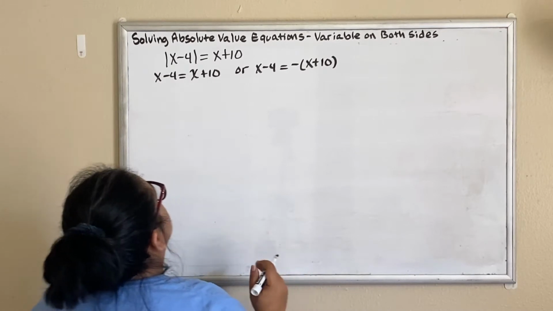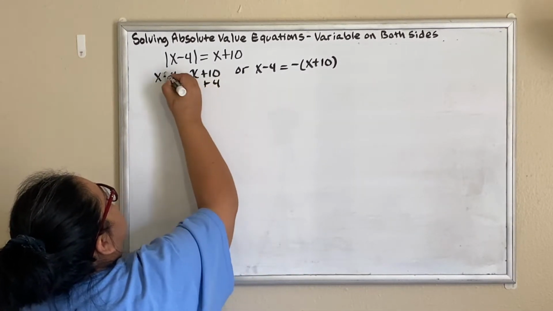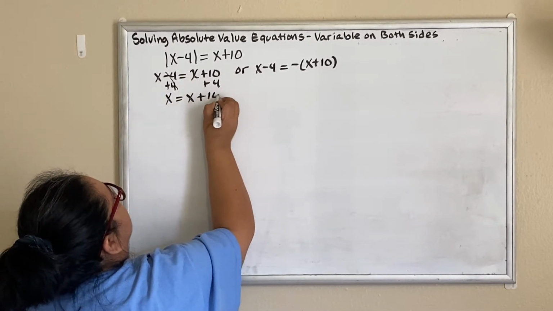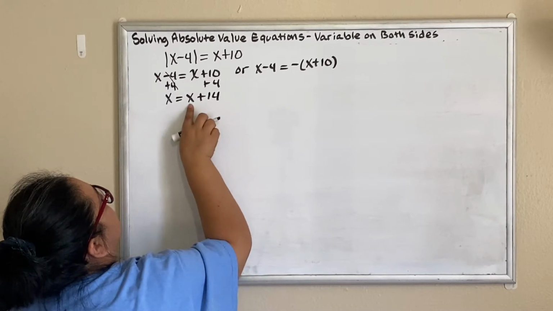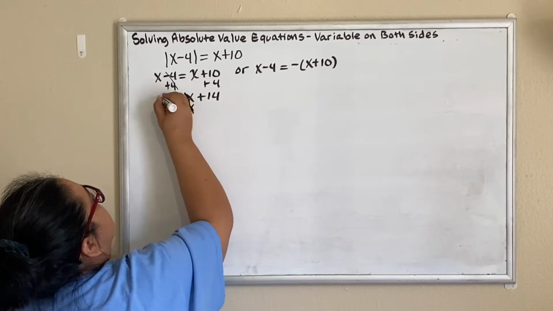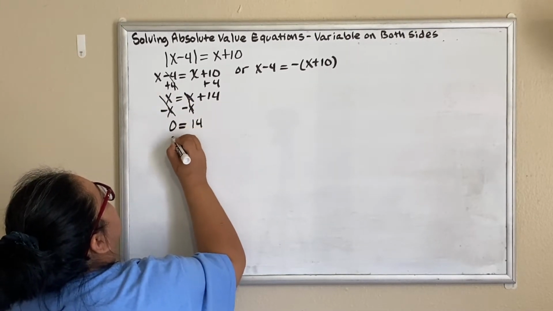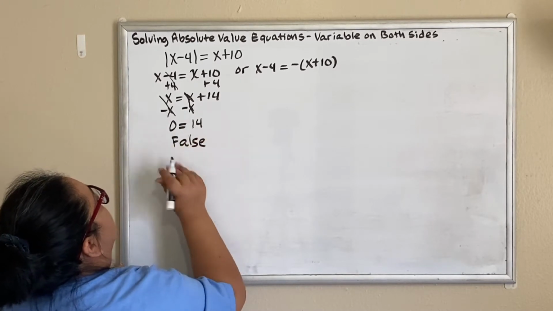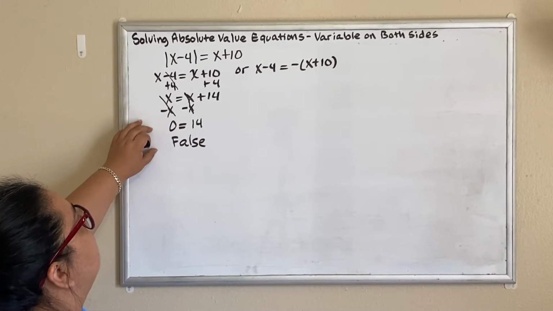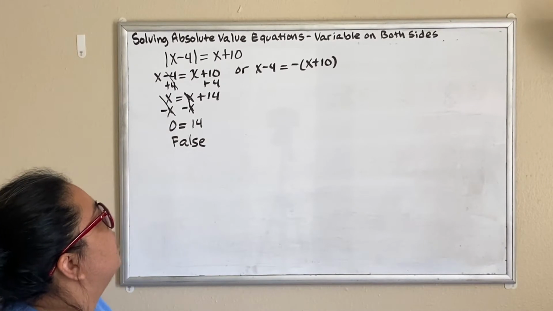So now we go ahead and solve both of them. So we're going to add 4 to both sides here. That's going to eliminate, and we get x equals x plus 14. So now we need to subtract this x from both sides. So when we do that, both of the x's eliminate. So we're left with 0 equals 14, which is a false statement. So there is no solution for this part of the equation here. So now let's try the second equation and see if we get a solution.